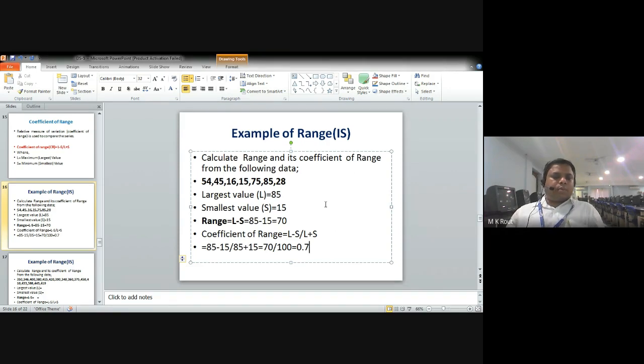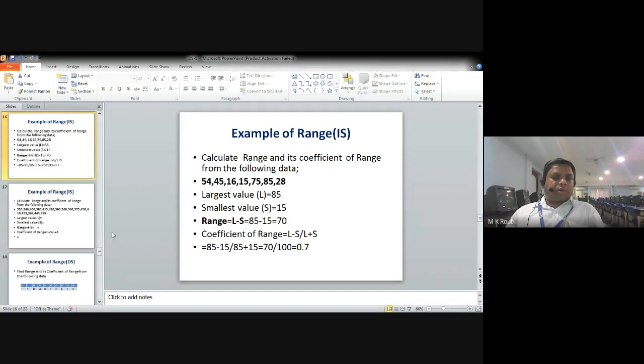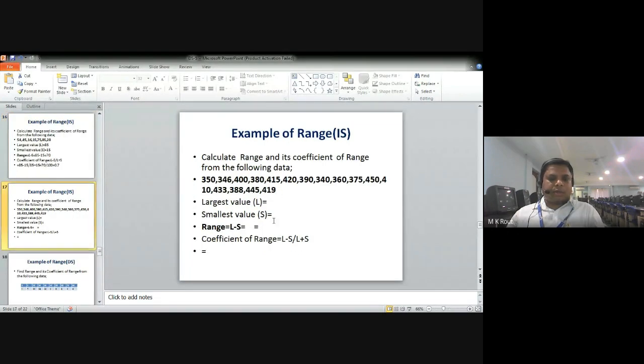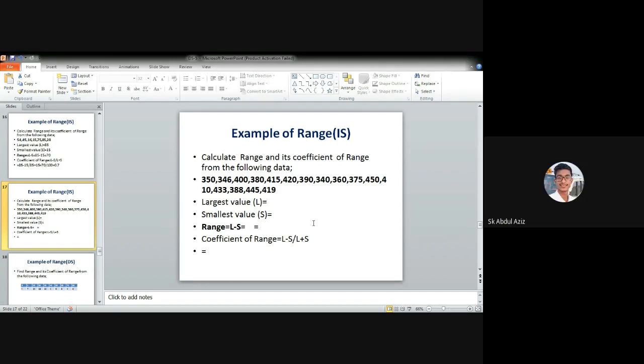Okay, moving to solve another example. This is for your side to solve. Calculate the range and its coefficient of range from the following data. We have 350, 346, 400, 380, 415, 420, 390, 340, 360, 375, 450, 410, 433, 388, 445, 490. So which one is the largest value?